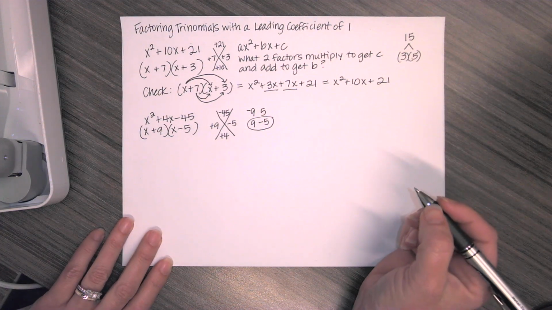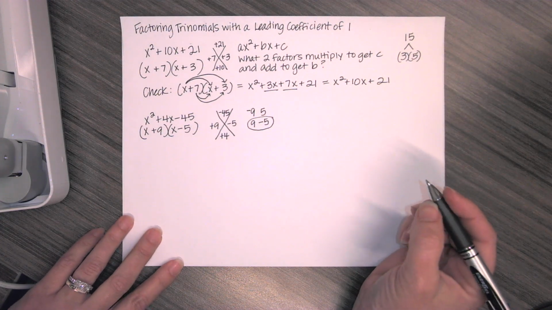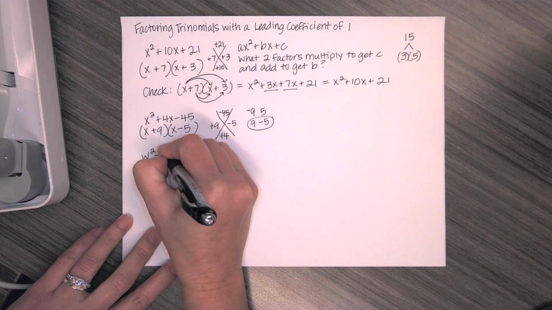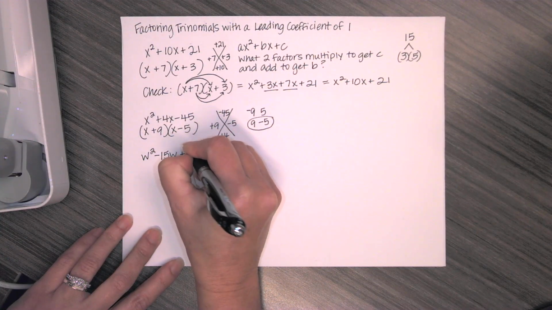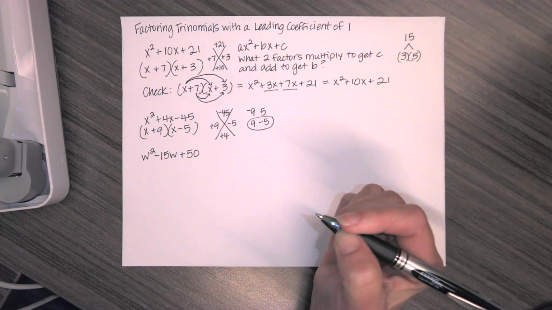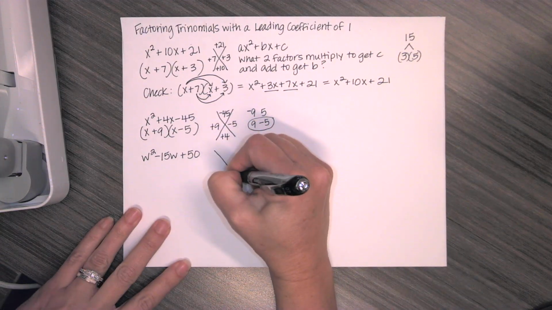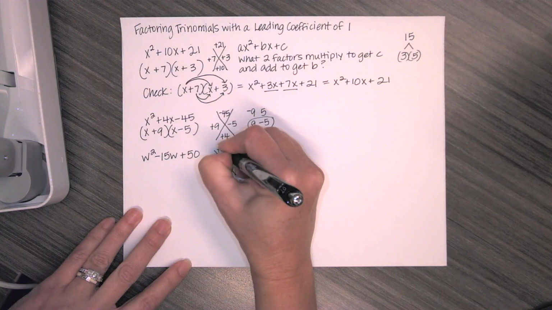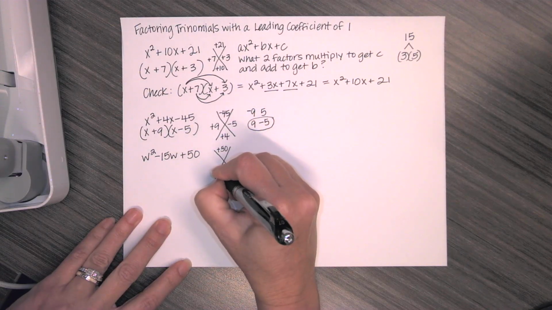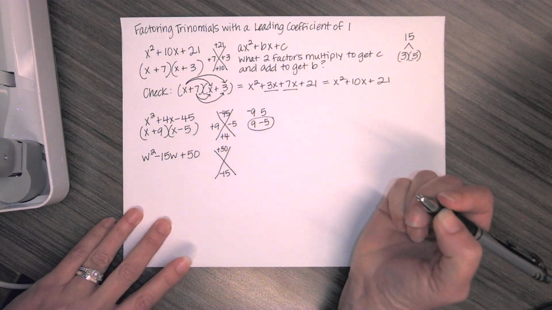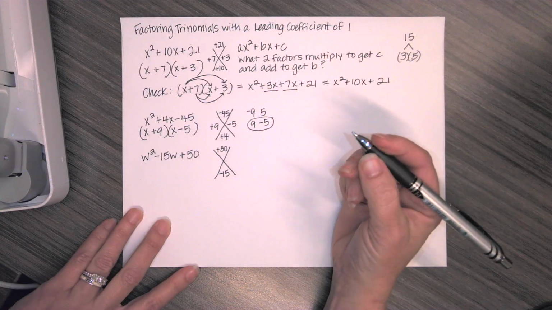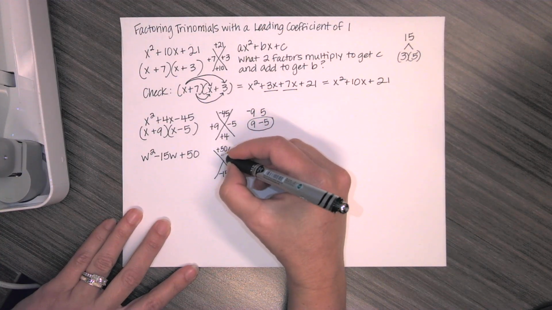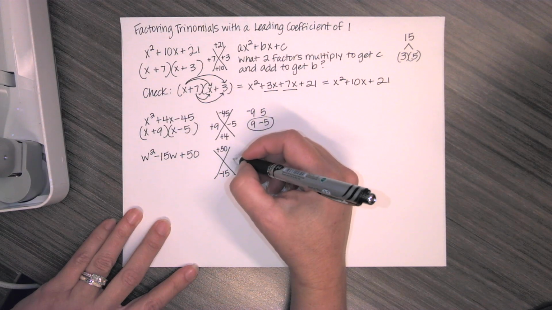Okay, so let's look at another one. w squared minus 15w plus 50. Again, I'm looking for factors of positive 50 that would add to get negative 15. If you list factors of 50, keep in mind they have to multiply to get positive 50. So you have two options.